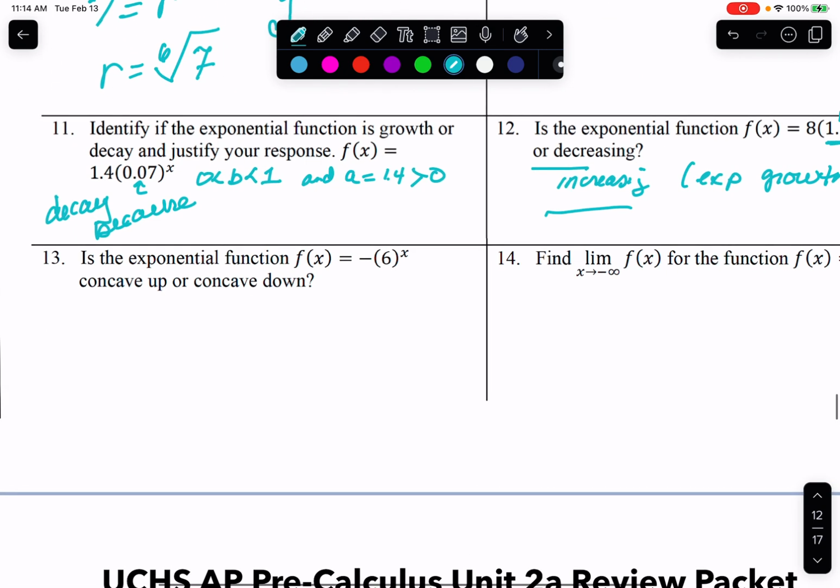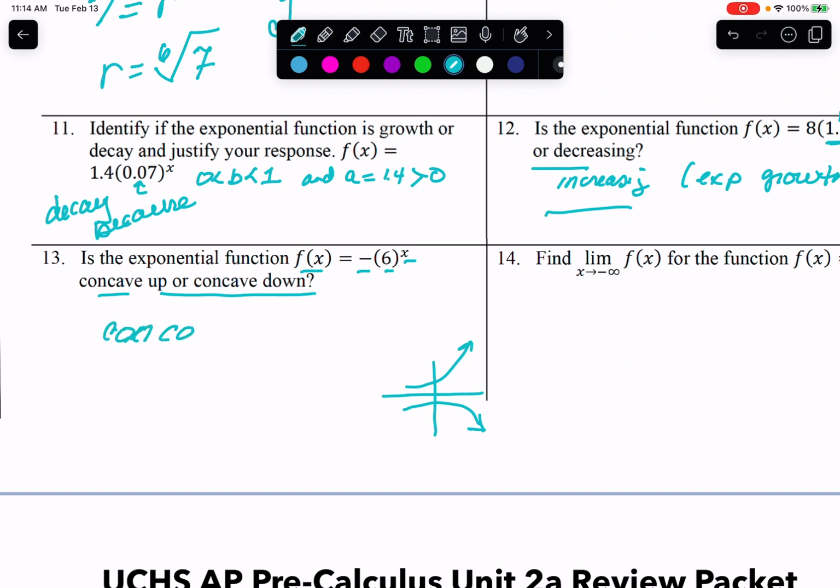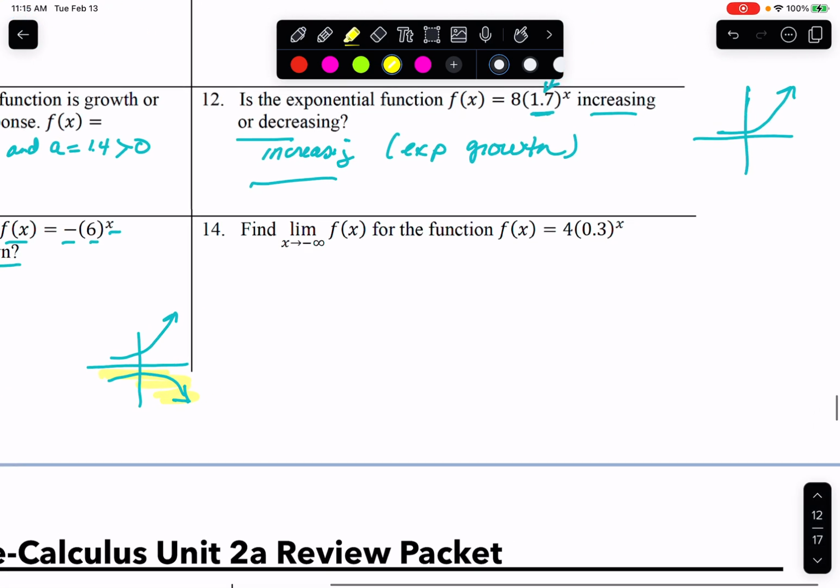Now we're looking at f of x is negative 6 to the x. Is it concave up or concave down? All right, so we're going to sketch this too. 6 to the x would go like this, but then it's reflected over the x-axis, so it's going to go like that. So we're going to have concave down. Again, you're going to sketch that, right? You're going to sketch that this is the final graph.